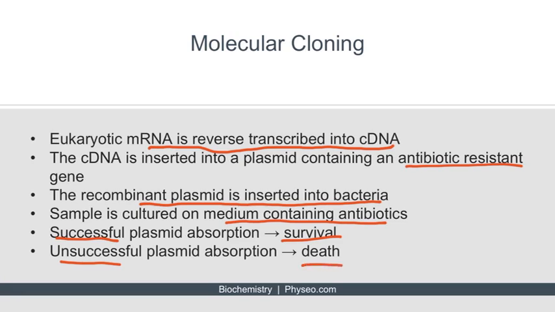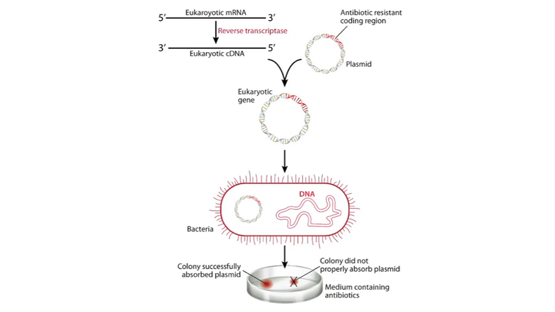Okay, let's pull up a figure so you can see what I'm talking about. This is a figure of molecular cloning which can be found in Section 6 of Lab Techniques. Notice that the eukaryotic mRNA right here is reverse transcribed into complementary DNA, or cDNA, right here. This can then be combined with a plasmid. Notice that the plasmid contains a gene that encodes for antibiotic resistance. The recombinant plasmid can then be inserted into bacteria. You can see that happening right here.